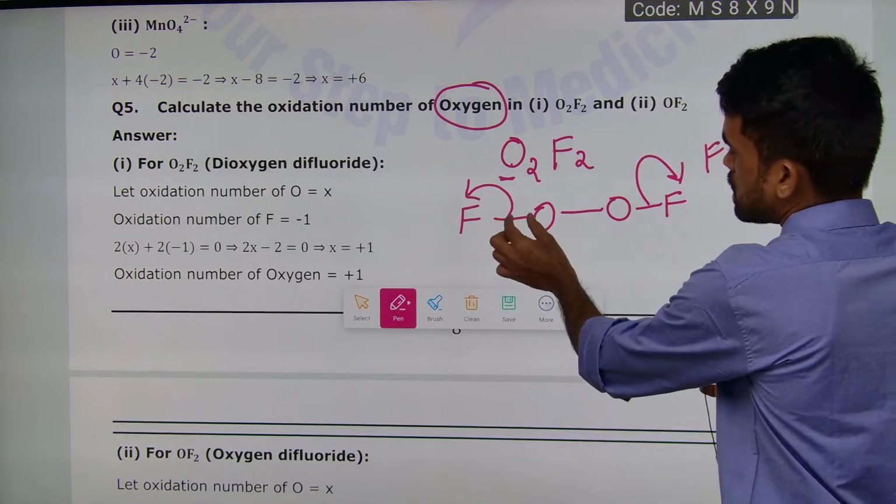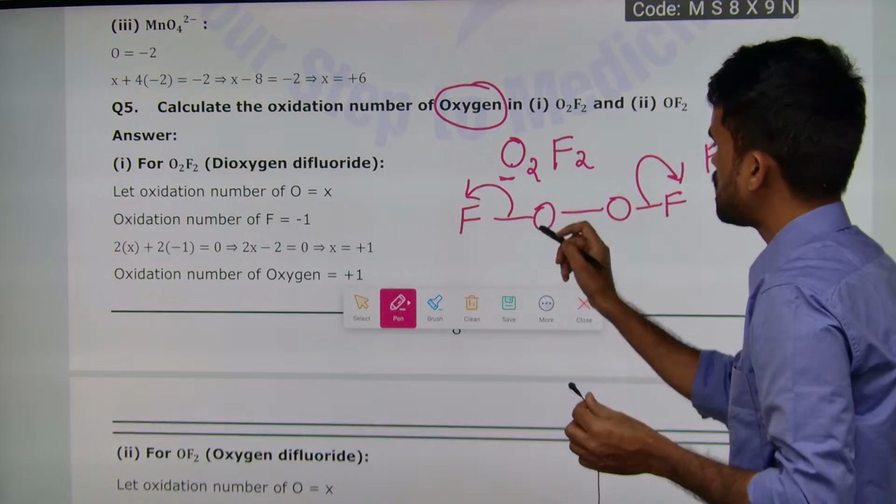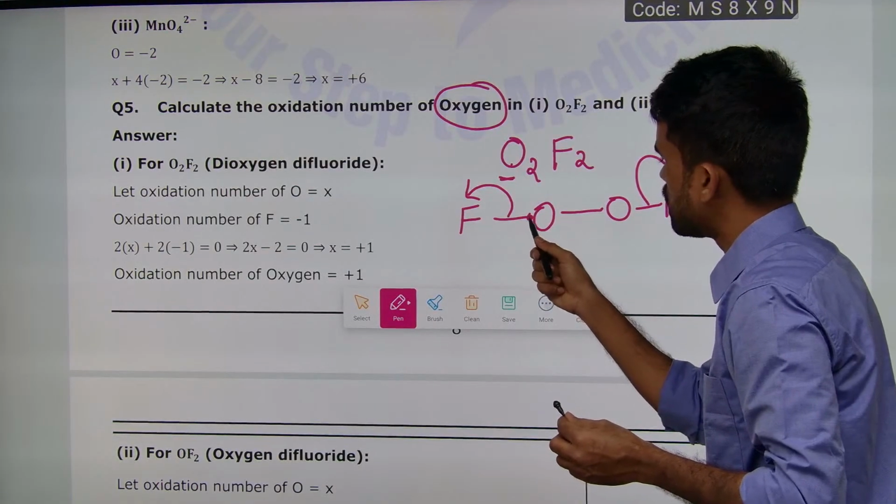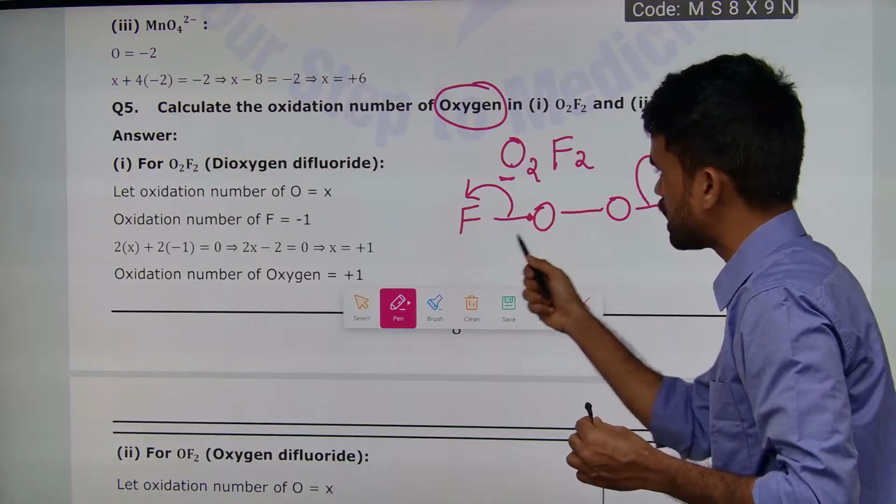So the bonded electrons are moving with fluorine, which means oxygen is losing one electron, taken by fluorine.